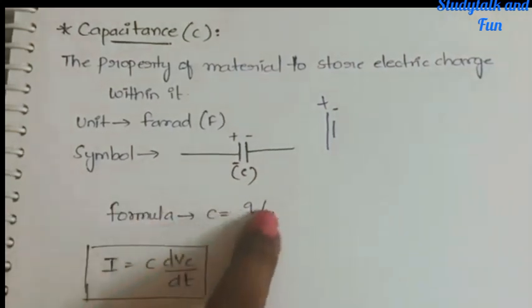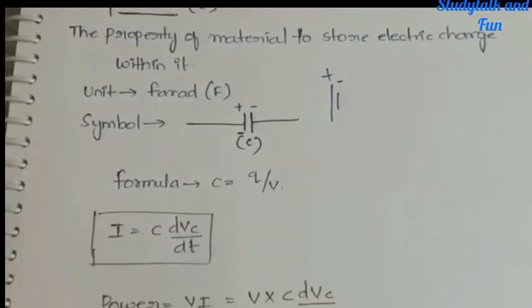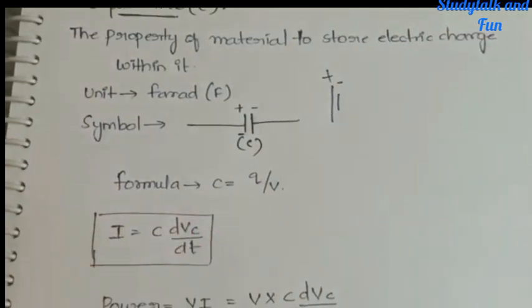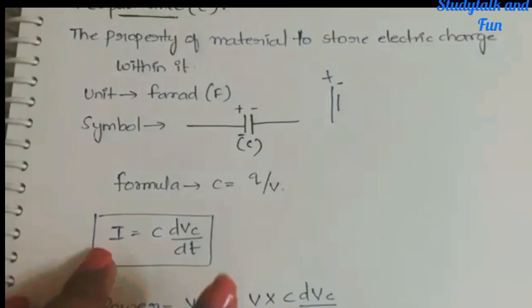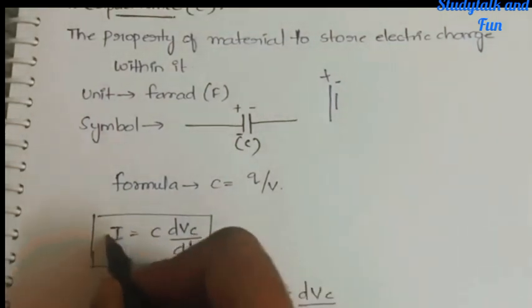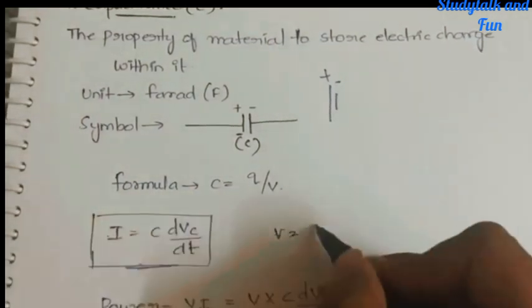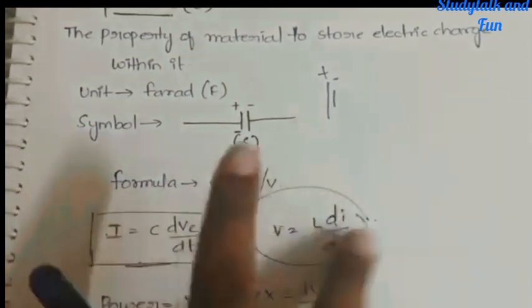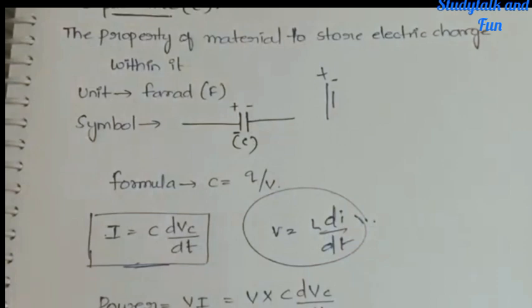Next formula, C is equal to Q by V, or we have another formula like I is equal to C dVC by dt. If you're getting confused between inductance and capacitance, simple, there voltage will play, here current will play. So here we have I is equal to C into dVC by dt, right? What was our formula there in inductance? Just reverse the terms. I will become V, C is L, dI by dt, right? So you're just replacing the terms, that's all. Current and voltage are being replaced. Any one you remember and you replace the things.